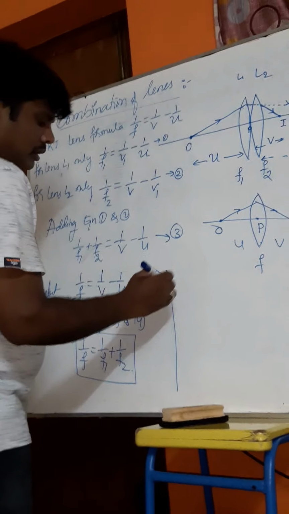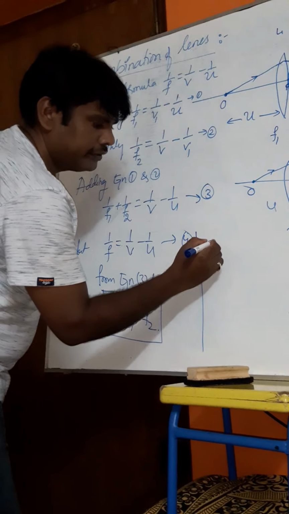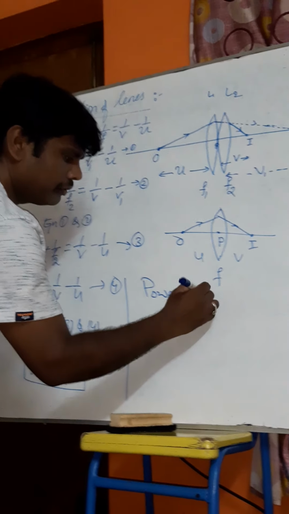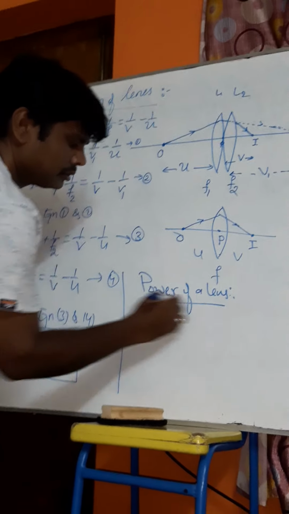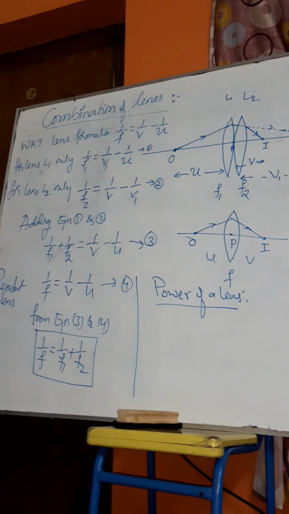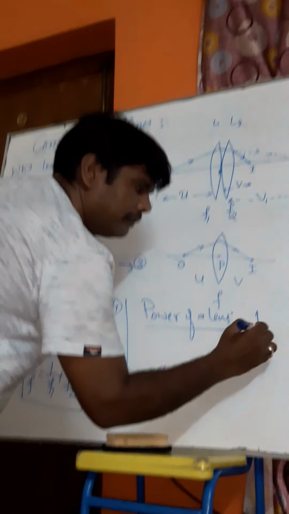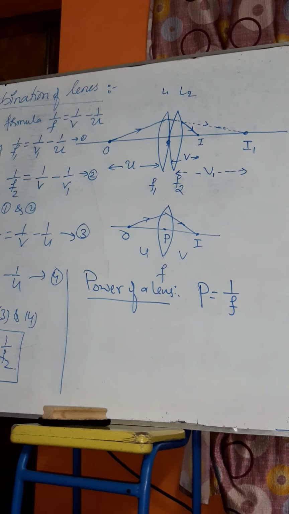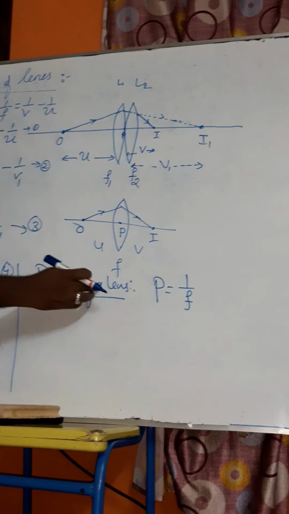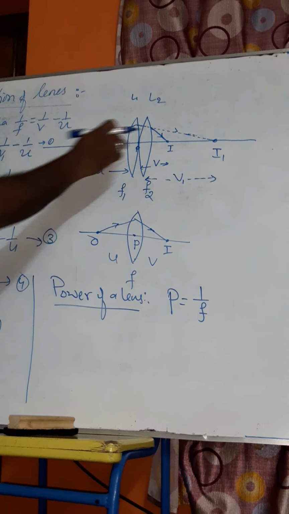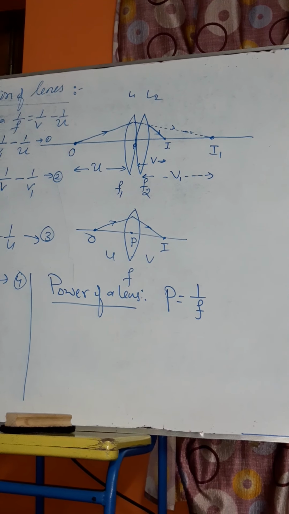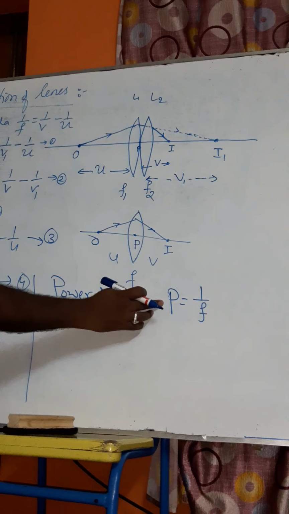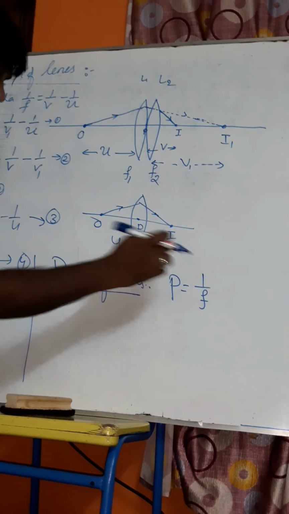Now I want to discuss one more definition here. Power of a lens. Power of a lens is defined as the reciprocal of focal length. So a very simple definition. Power of a lens is the ability to diverge or converge the incident beam of light. That is what power of a lens is. Mathematically, it can be defined as P is equal to 1 by f.